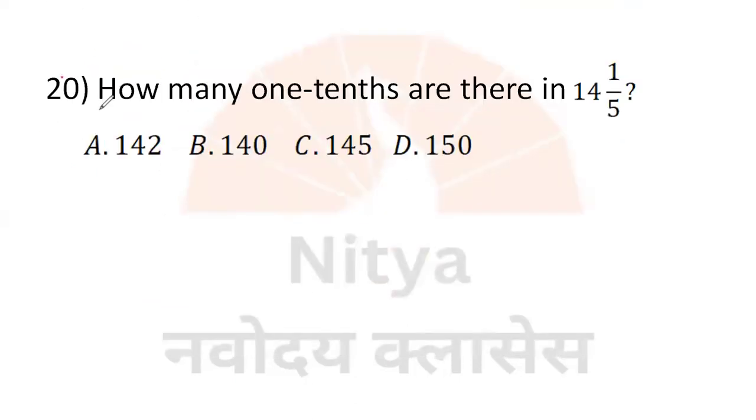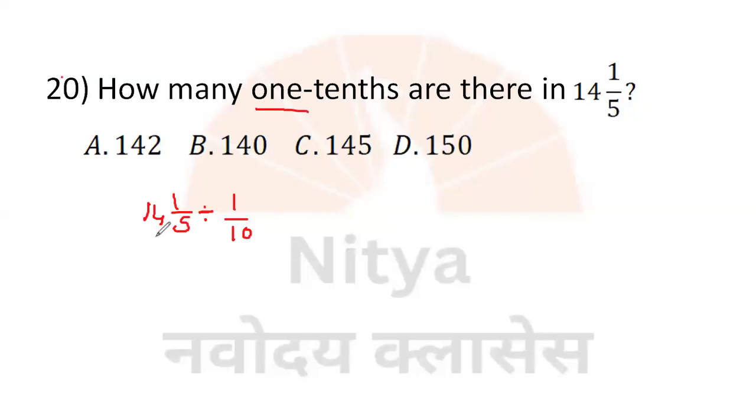How many 1/10s are there in 14 and 1/5? Similar question. So, 14 and 1/5 divided by 1/10. 1/10 means one as the numerator and ten as the denominator.